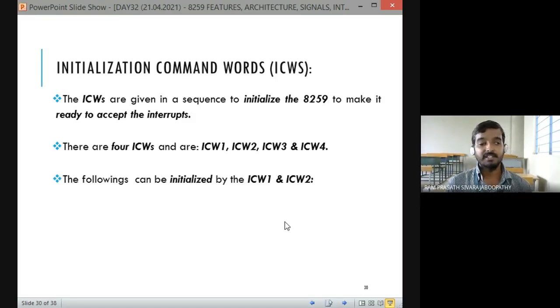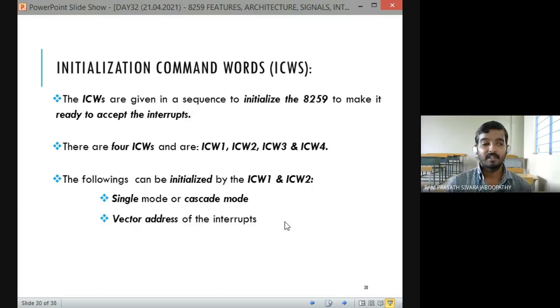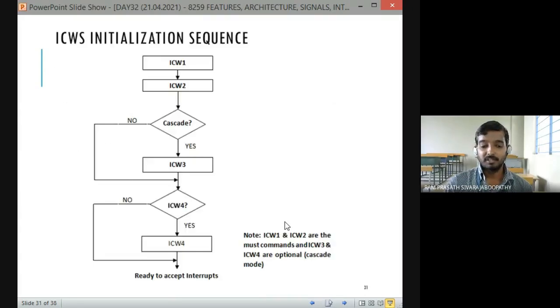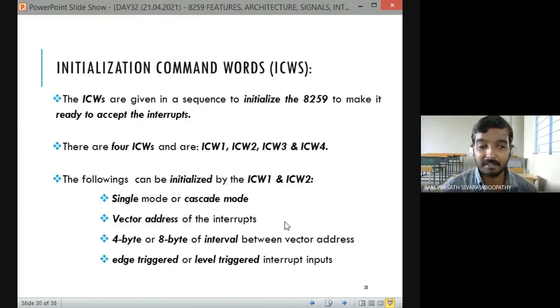Among them, ICW1 and ICW2 initialize whether it is single mode or cascade mode, then the vector address of the interrupt, the address interval of 4 bytes or 8 bytes between each vector address, then edge trigger or level trigger. Okay, so these are the things fixed by these two command words, ICW1 and ICW2. Let's see in what sequence they must be given.